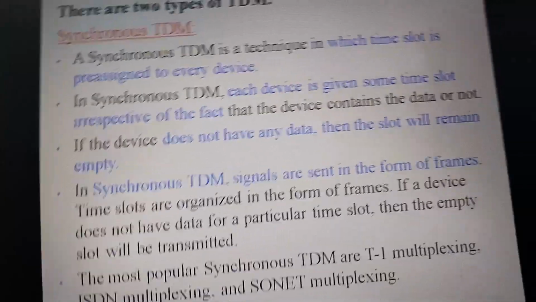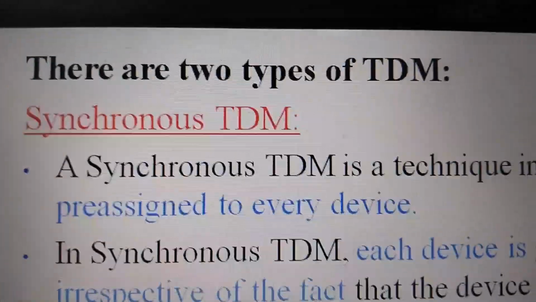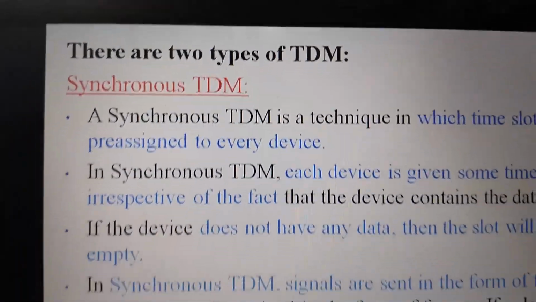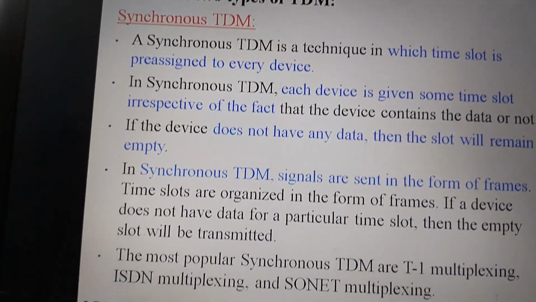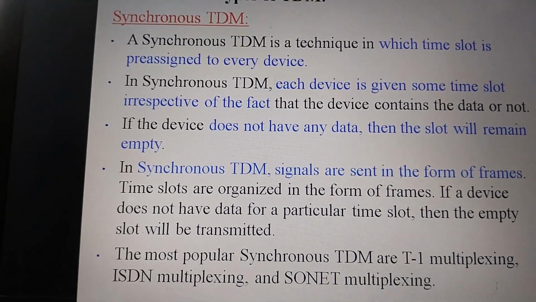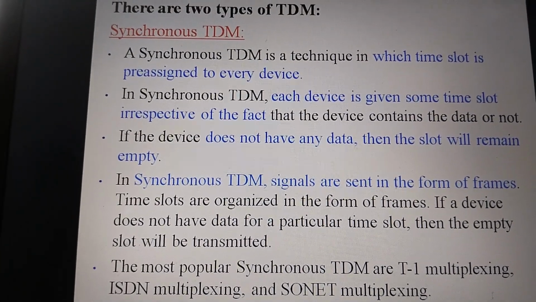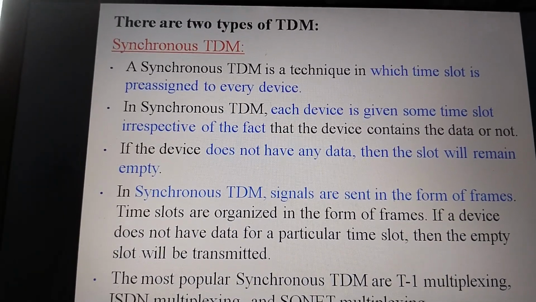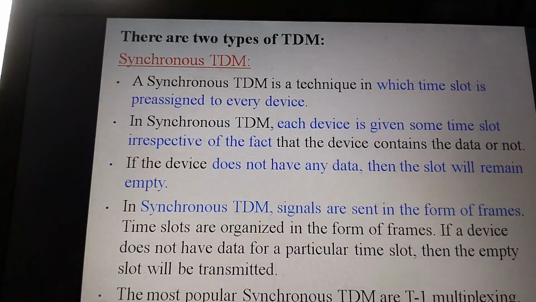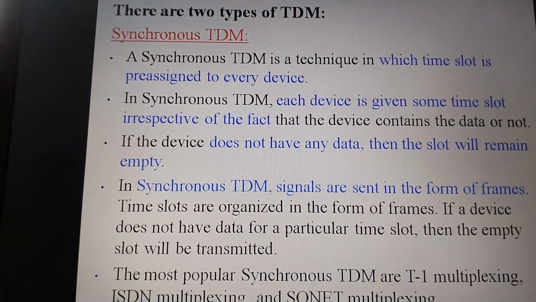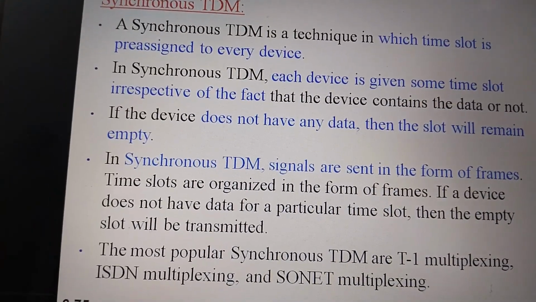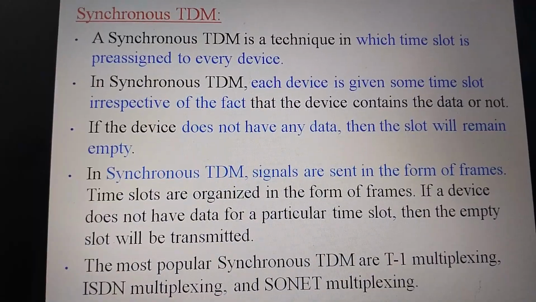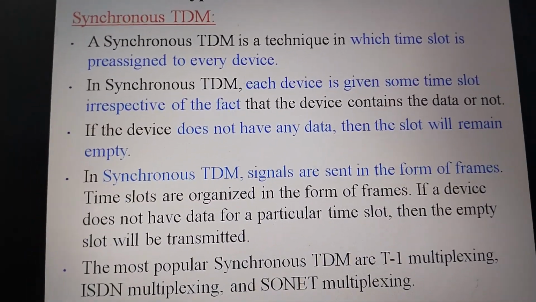There are two types of time division multiplexing. The first one is synchronous time division multiplexing. The second one is asynchronous time division multiplexing. What is the meaning of synchronous time division multiplexing? It means that in synchronous time division multiplexing, a time slot is pre-assigned to every device. Each device is given a time slot irrespective of whether the device contains data or not.